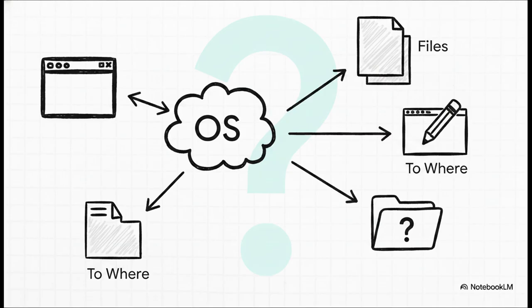Okay, but hold on a second. That raises a pretty obvious question. The OS knows the app wants to, say, write something. But write what? To where? Just knowing the command isn't enough information, is it?